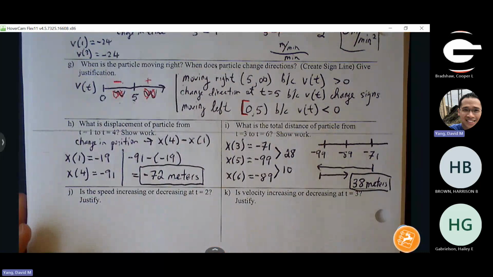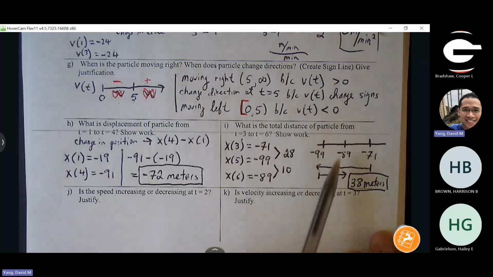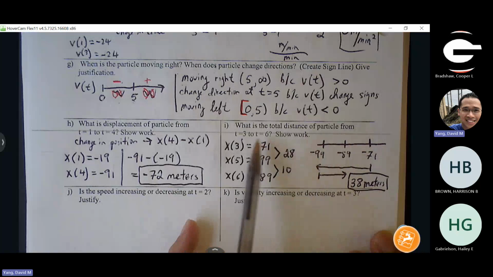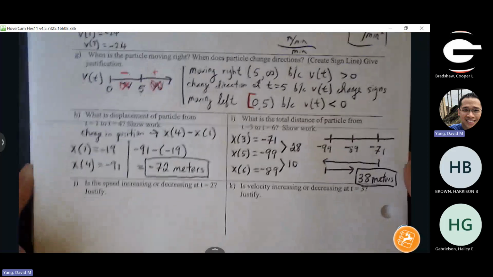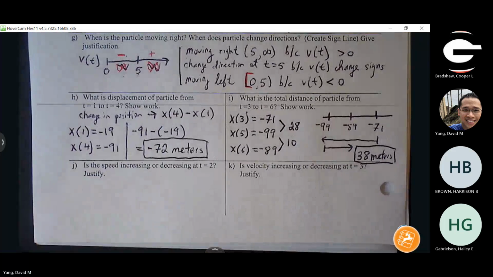So yeah, total distance is always positive. Displacement can be negative. But the issue students run into here is they want to add these numbers together. But I feel like if you can visualize yourself walking on the number line, it makes it easier. Doesn't feel as complicated.